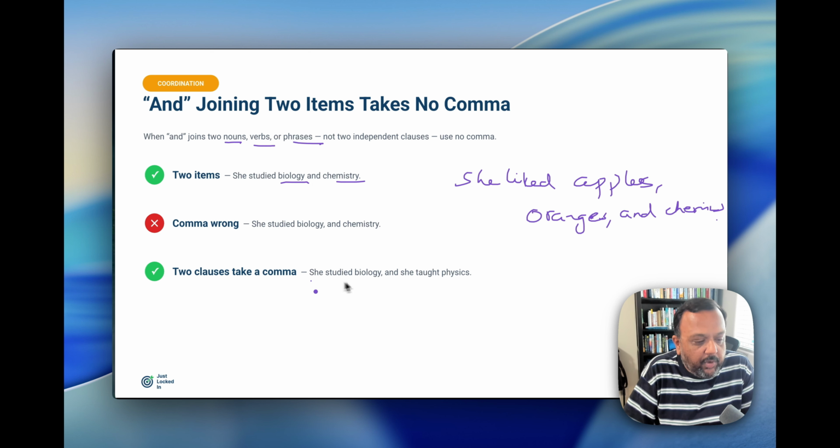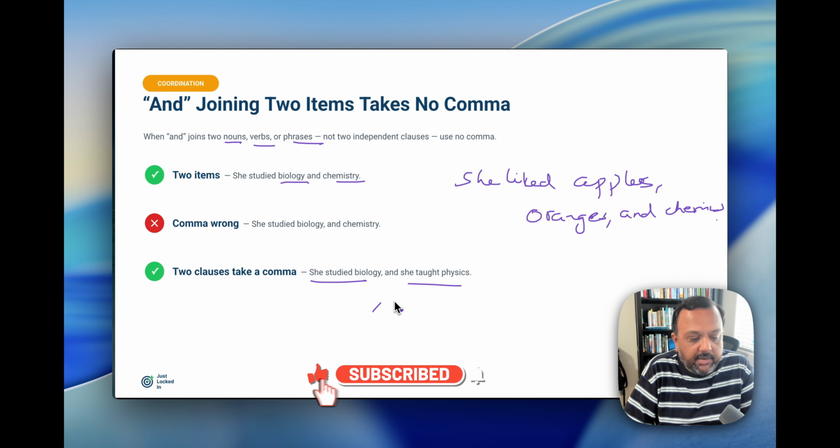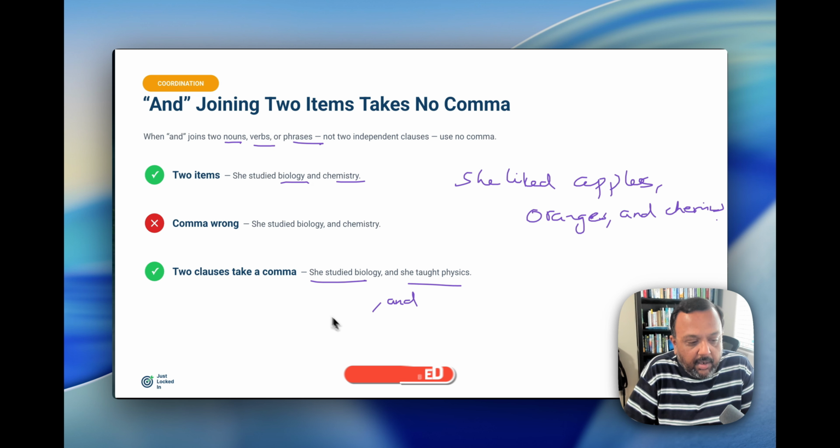However, when you have two independent clauses, like "she studied biology, she taught physics," then you combine them with a comma and a FANBOYS conjunction, which is "and" in this case. We already dealt with this when we did independent clauses. So here you need a comma.